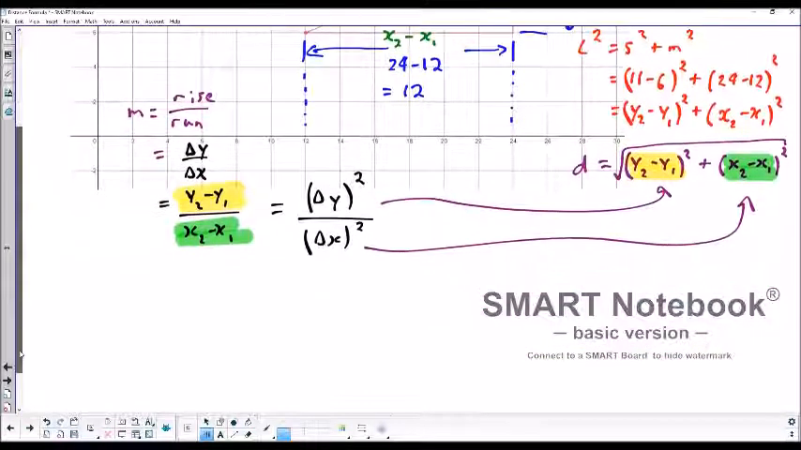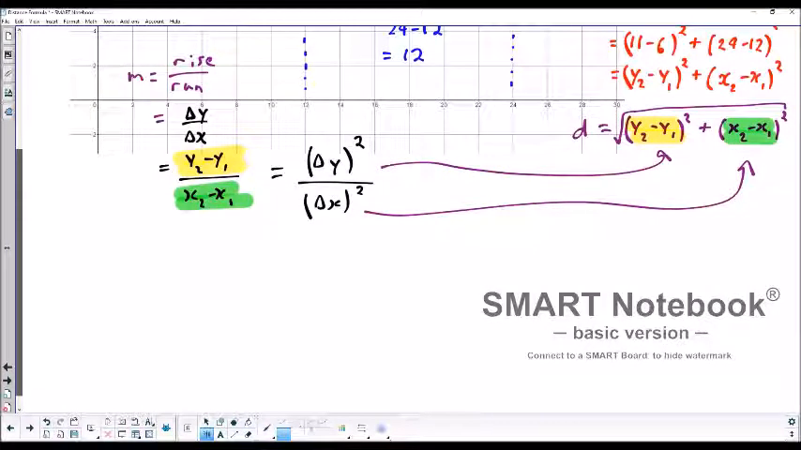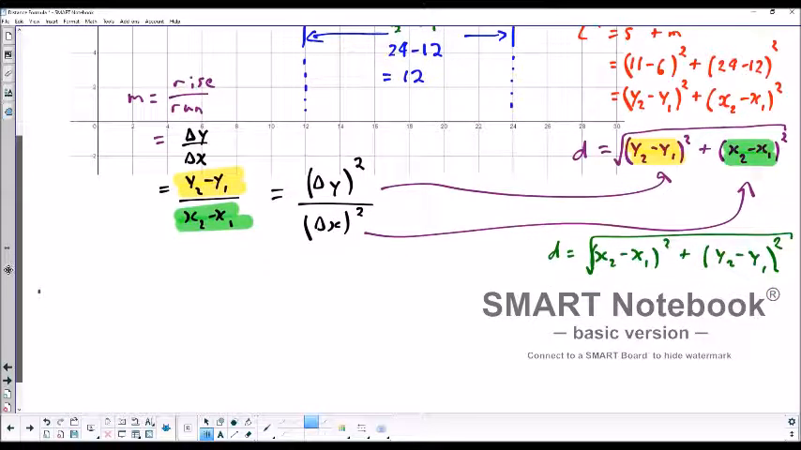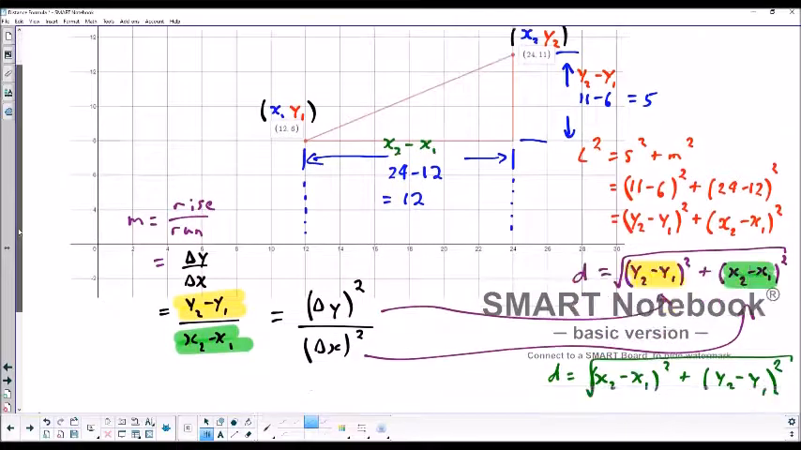Usually, I'll just tidy this up a touch, we see this written as d is the square root of, and then they put the x's first: x2 minus x1 all squared plus y2 minus y1 all squared, and it's the square root of all that. Okay, so that's where the distance formula comes from. A combination of gradient or slope with the difference in the coordinates, and more importantly, from the Pythagorean theorem.